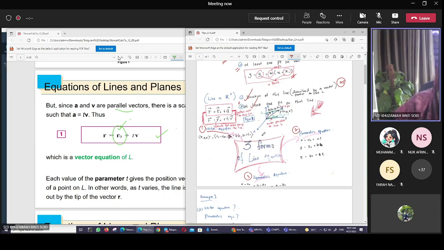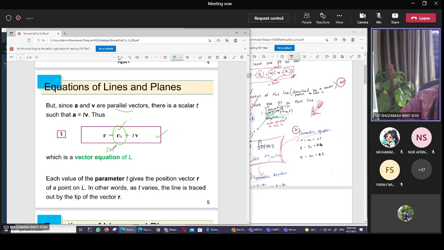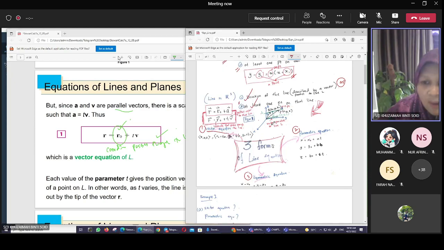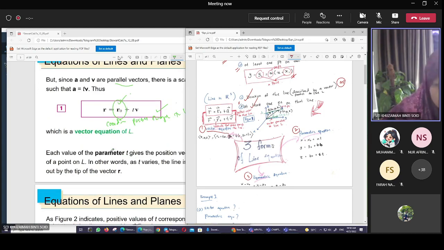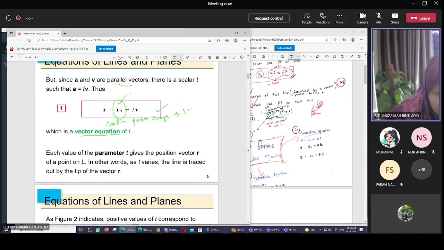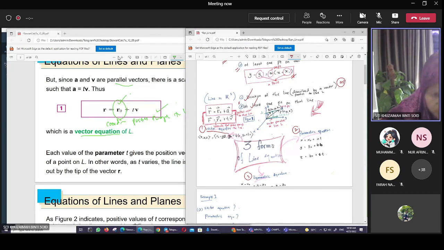Sebelum tu nak cerita lagi, R0 is the coordinate that the line passes through. Dia mesti R0 ni sejenis koordinat. Tapi R0 ni vector, so dia position vector kan, so this coordinate can be written as a vector. Okay, and also V pula is the vector that is parallel to the line. Tu dua tu mesti ada to set up the equation of line. Okay, this is vector equations. We start with vector equations.